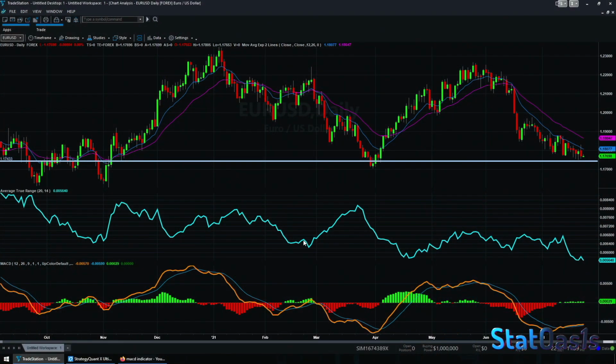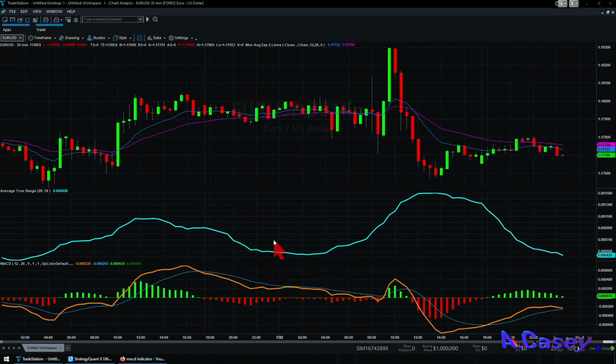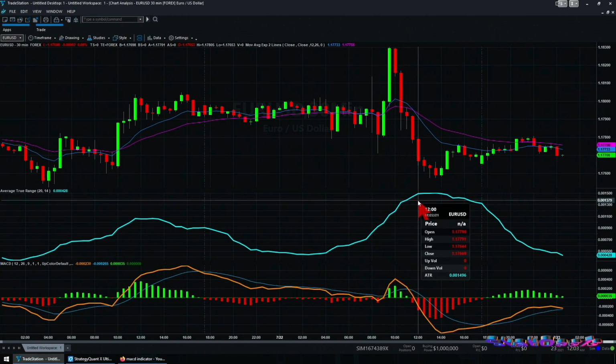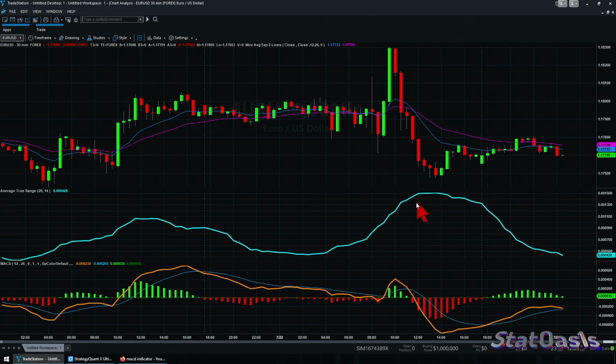So here I added the average true range. The average true range measures the range of the bar. That's it. Okay, so we can see that the average here is 4.5 pips. And when it goes into active area, it goes to 14, almost 15 pips. So each pip represents $10.